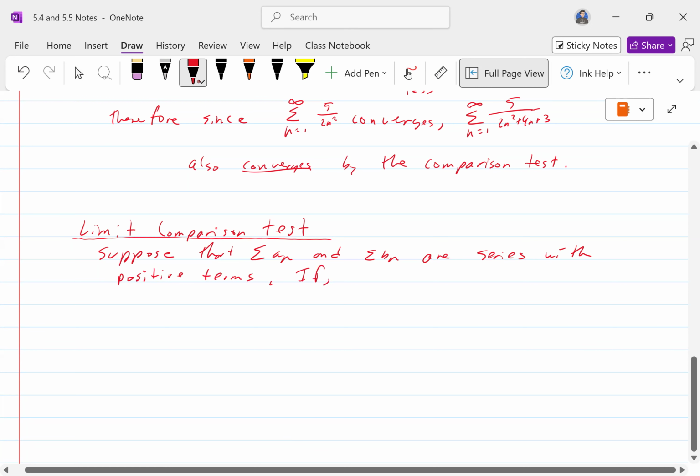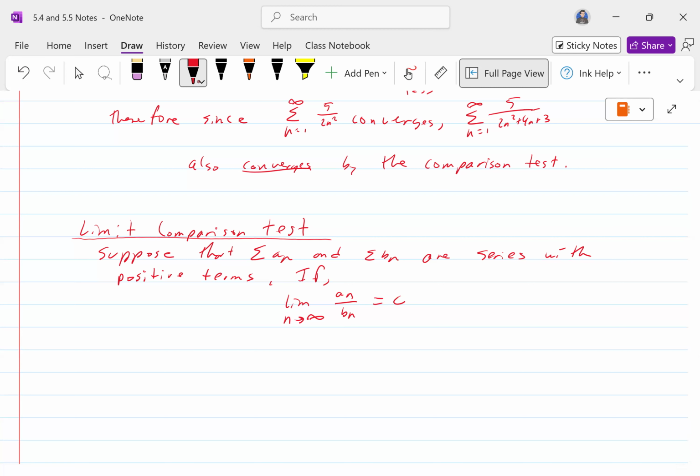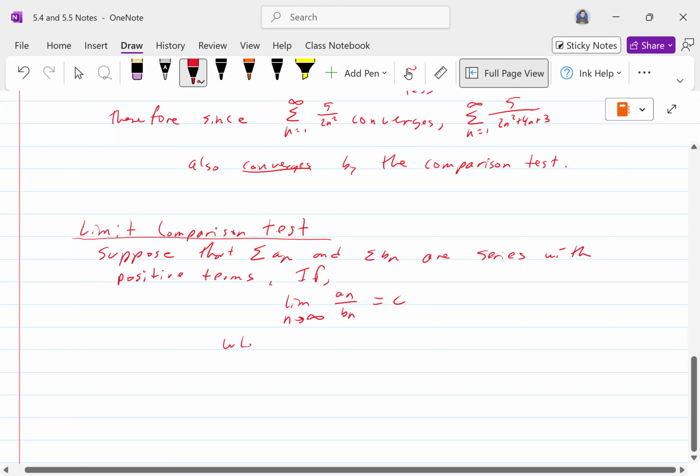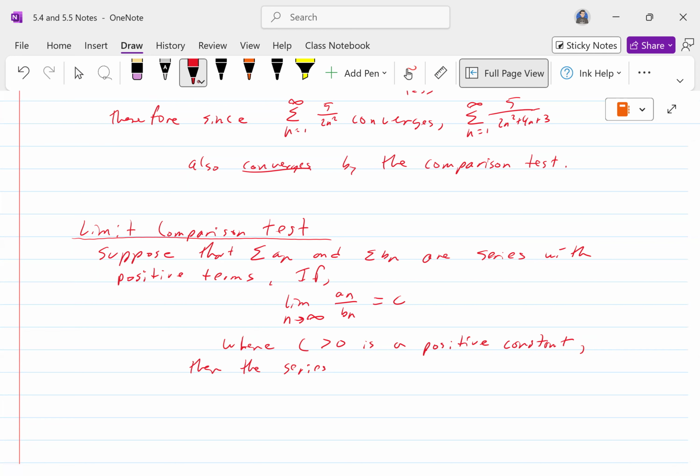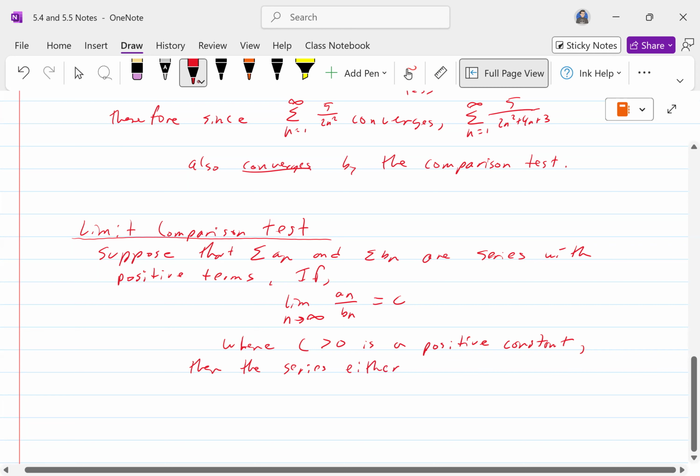If the limit as n goes to infinity of a sub n over b sub n is equal to c, where c is a constant, actually a positive constant, where c is greater than 0, then the series either both converge or both diverge.